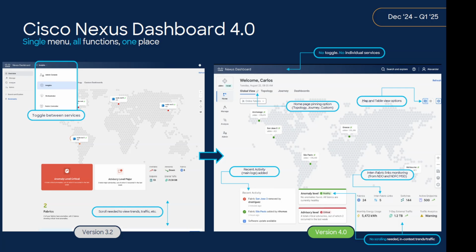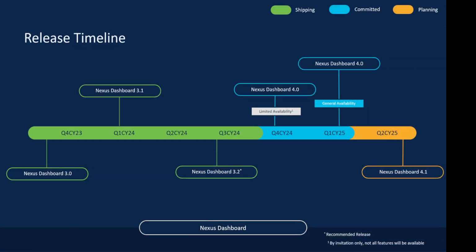Okay, here's a diagram that shows the main change that I was just referring to. Currently in version 3.1 and 3.2 and prior, we have this service selector drop-down menu, right, where we can choose Insights or Orchestrator or Fabric Controller. In version 4.0, we'll have no such toggle for individual services. All of the functionalities will be available via the menu items shown here on the left: Home, Manage, Analyze, Admin, etc.